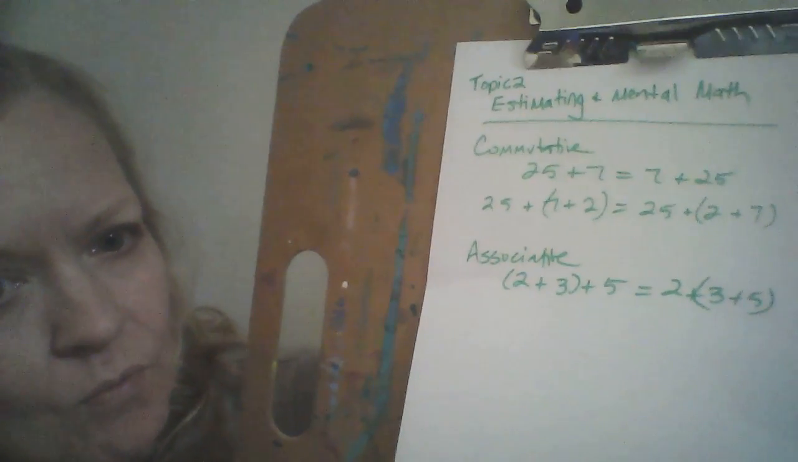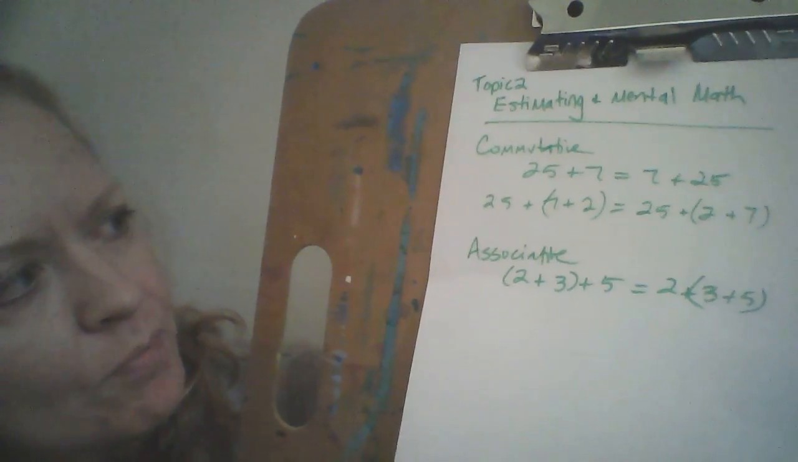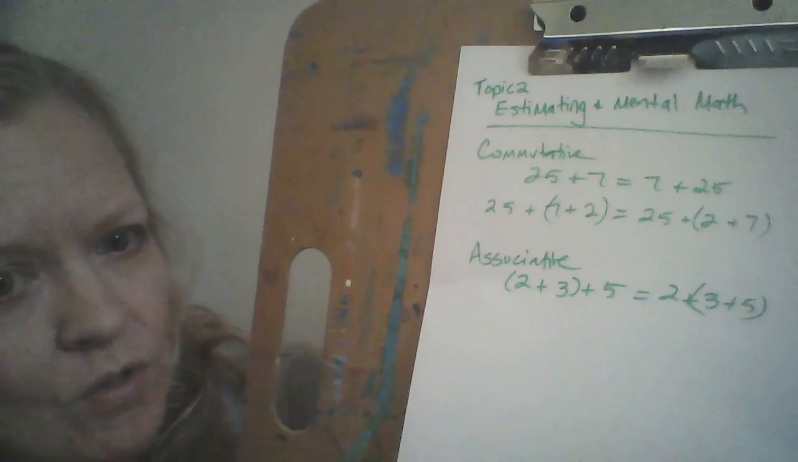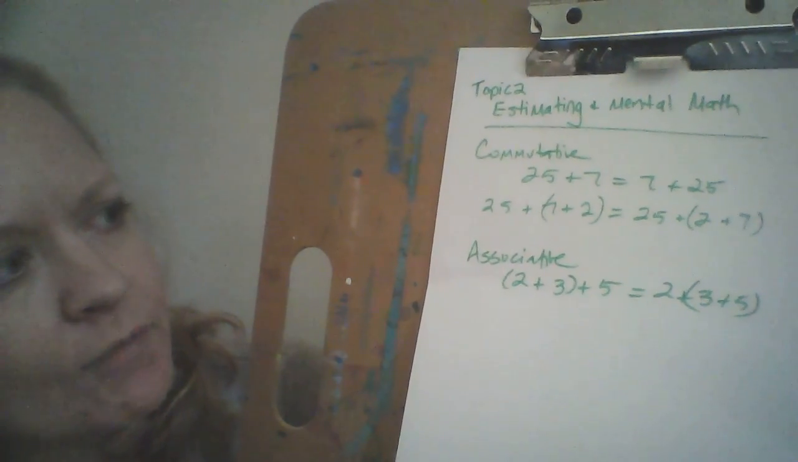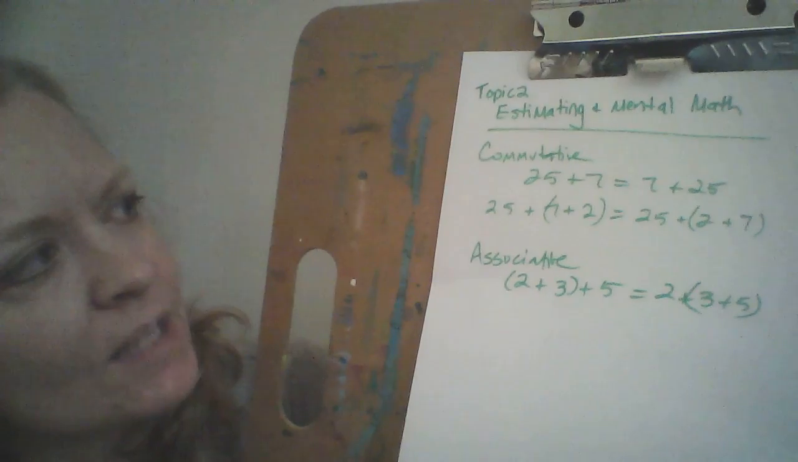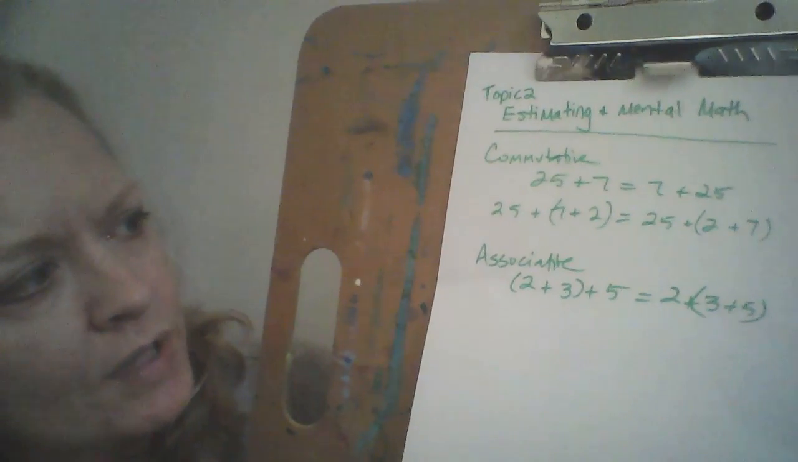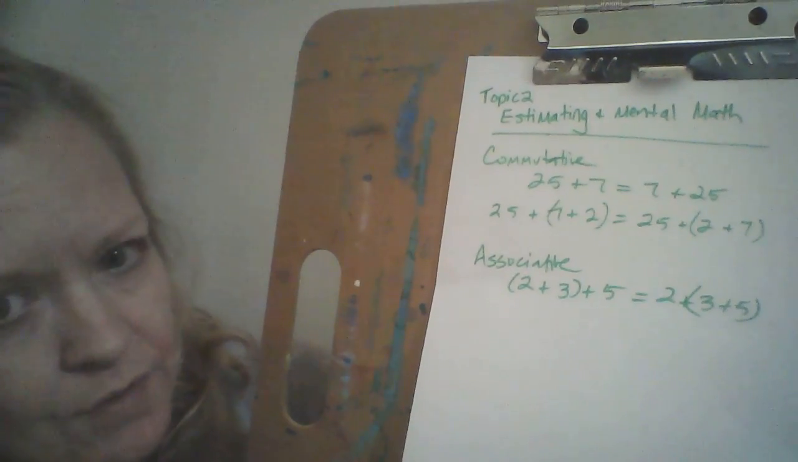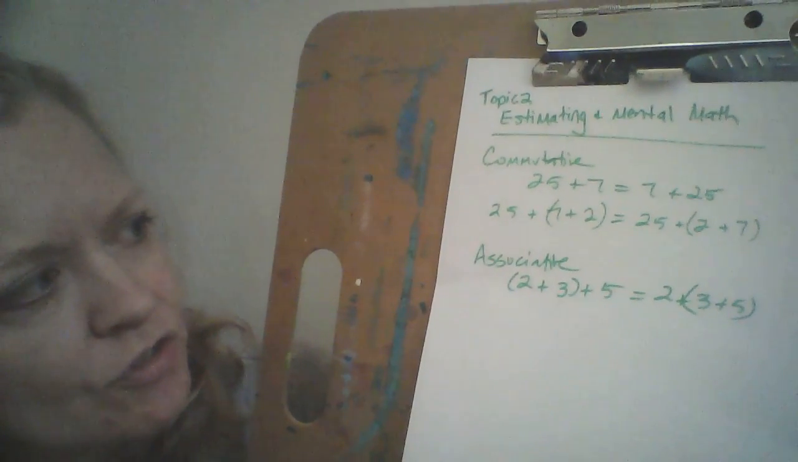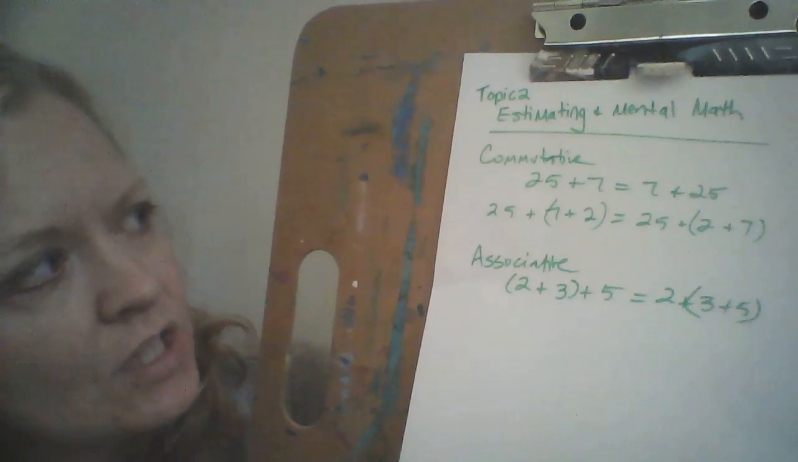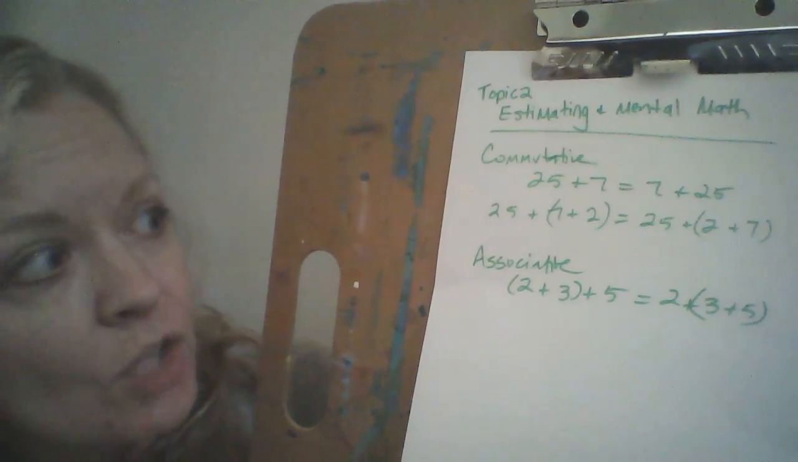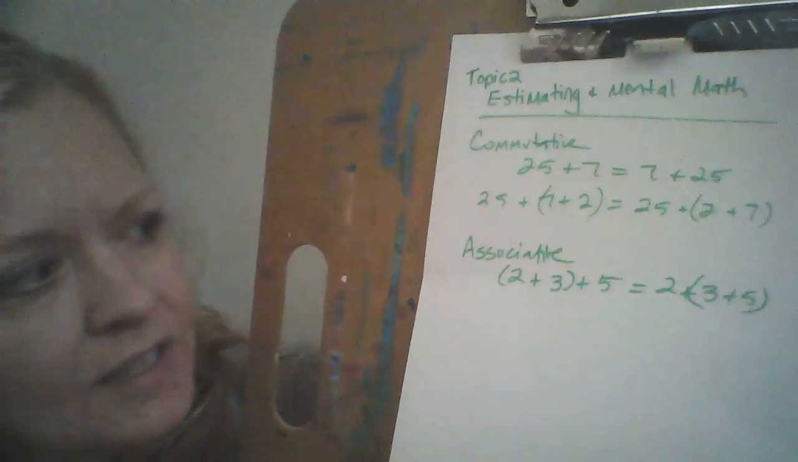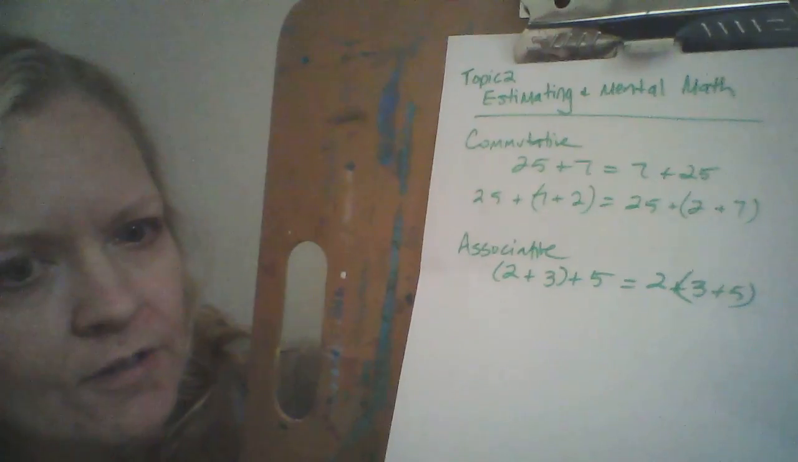Now compare that with what we did up top with the commutative property. The first example, 25 plus 7, I switched the order of the addends: 7 plus 25. The second example under commutative was 25 plus 7 plus 2 in the other one. 25 is still the first addend, but I switched the 2 and the 7. So switching the order of the addends is commutative, but grouping them differently and adding them differently is called the associative property. So that's the big difference.